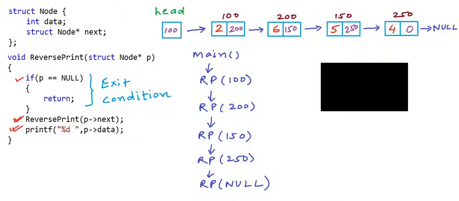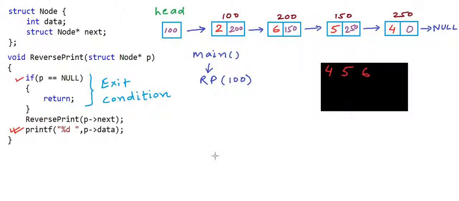We will simply return, and the control will return to this particular call, reverse print 250. So we will come here now to this printf statement. The data field at address 250 is 4, so 4 will be printed on the console, and now this function call will finish and we will go to reverse print 150. Now this call will print 5 and exit, and we will go on like this. Finally we will return back to the main function with this output on the console, the elements of the list printed in reversed order. So this was recursive traversal of a linked list to print its elements.